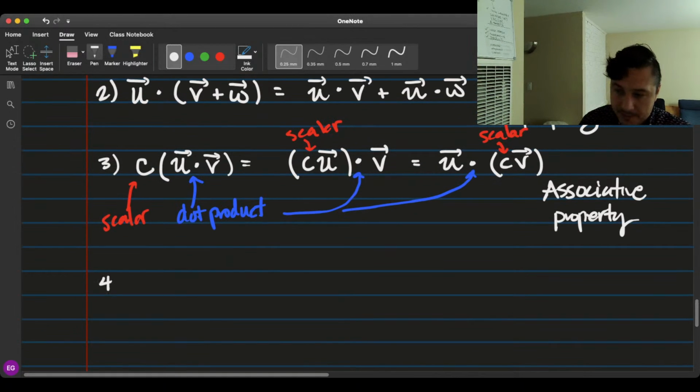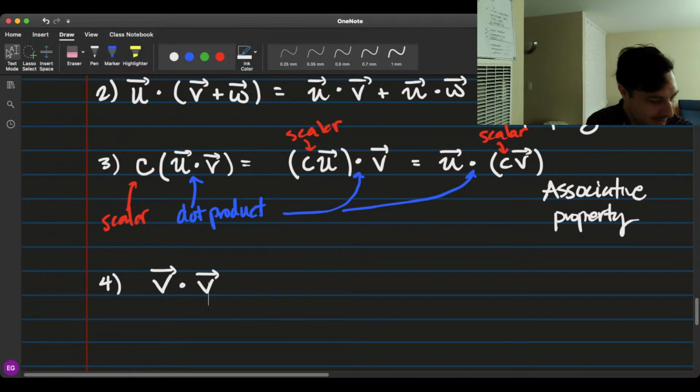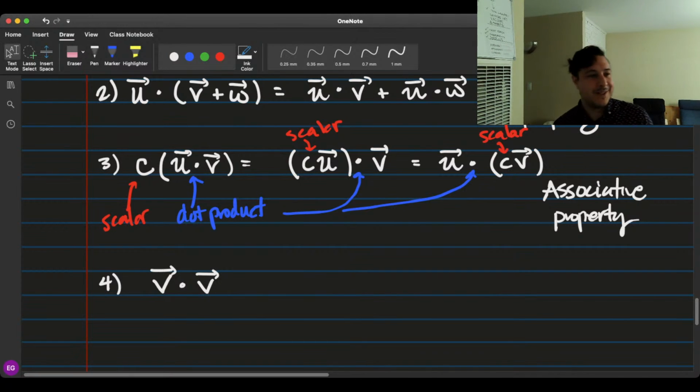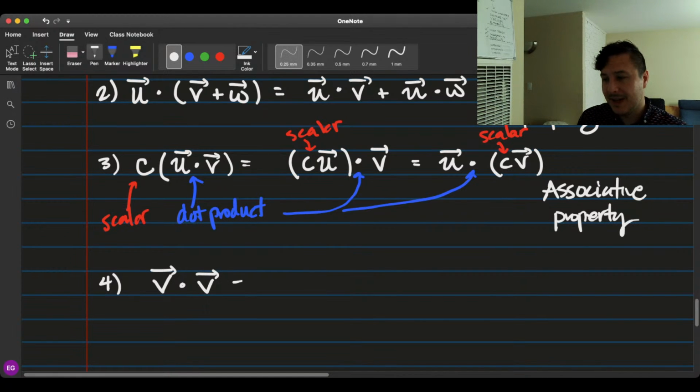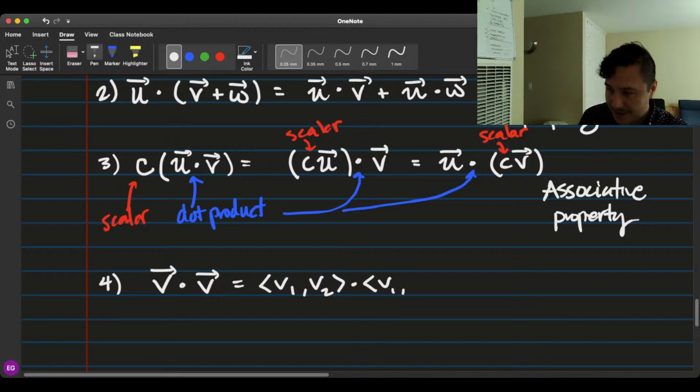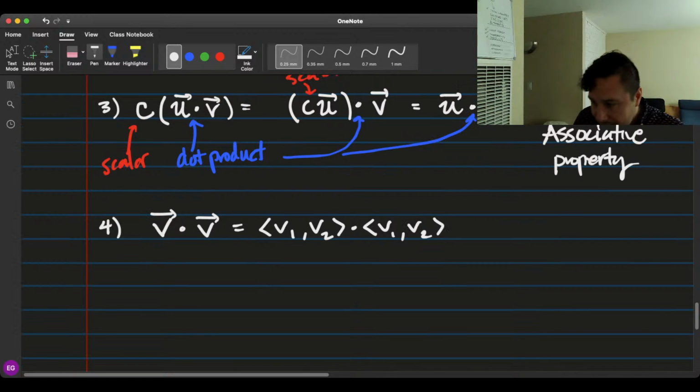Okay, the last property is pretty cool. It's what happens when you dot something with itself. This one's actually really cool. So let's just go through and calculate it. So I'm gonna have v1, v2 dotted with v1, v2. Which means I'm gonna have v1 squared plus v2 squared.